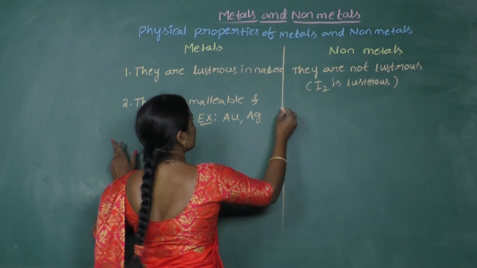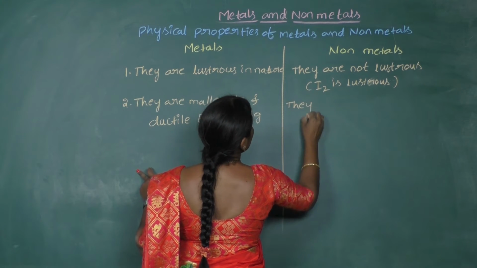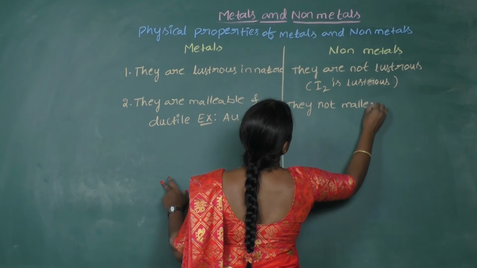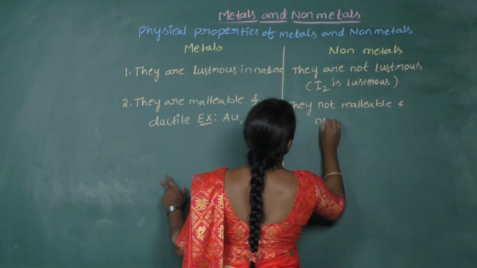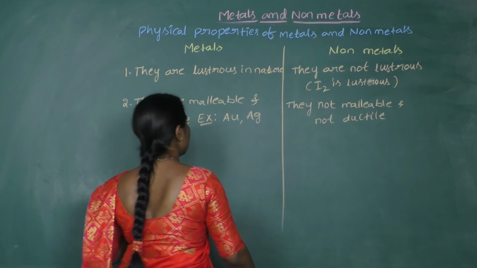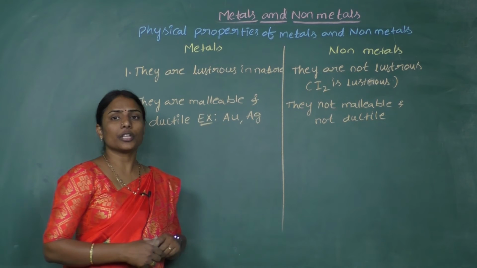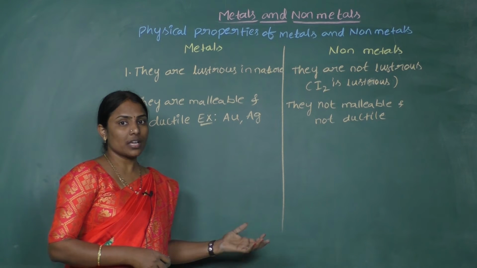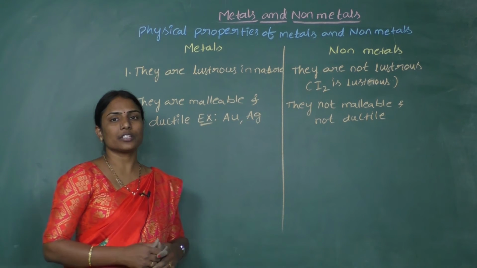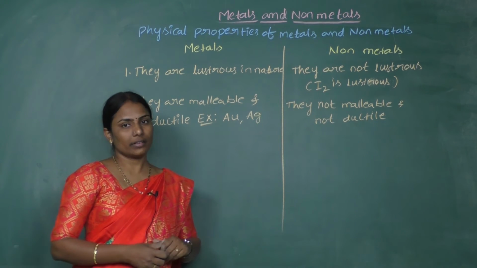And here, if we compare, non-metals are not malleable and not even ductile. So non-metals are neither malleable nor ductile. We cannot draw the non-metals into thin sheets, or draw them into thin wires, right? So they are not malleable, not even ductile.